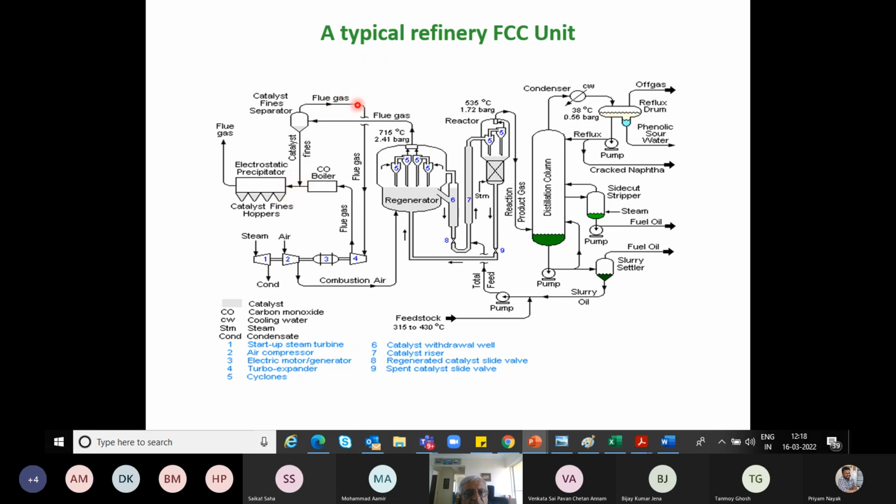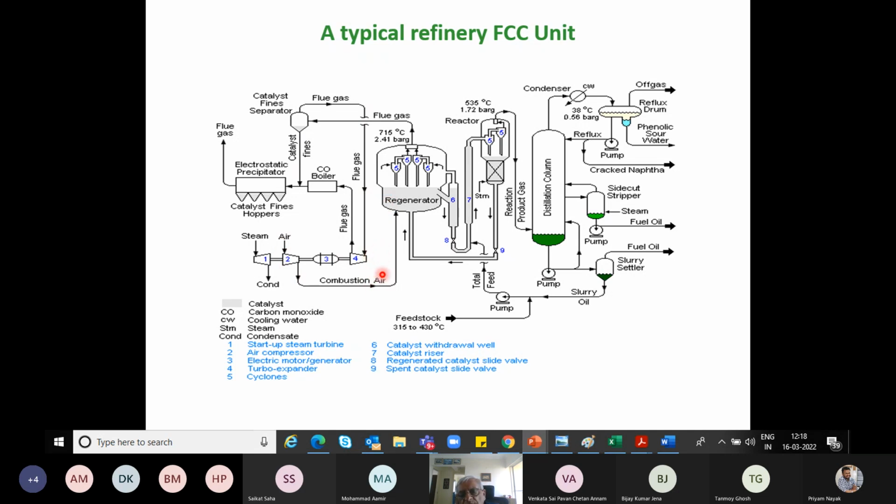And the flue gas, which is pretty hot flue gas, can then be used to generate power through a turbo expander. So the flue gas comes in and you can run a turbine on this flue gas to be able to generate electricity. Or you can directly couple your turbine to a compressor, which compresses air to provide air to the regenerator.